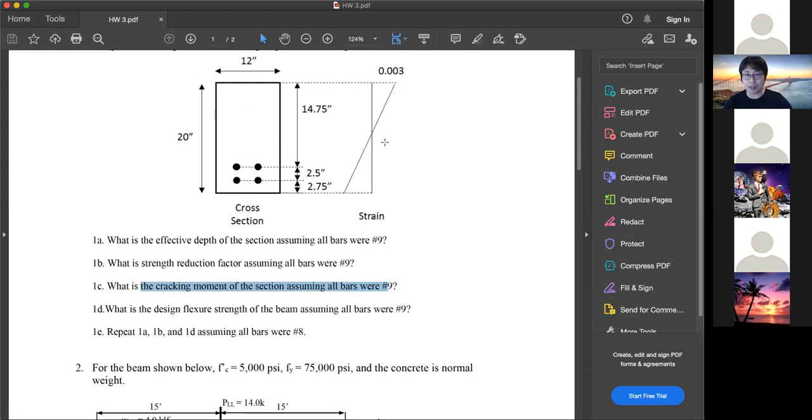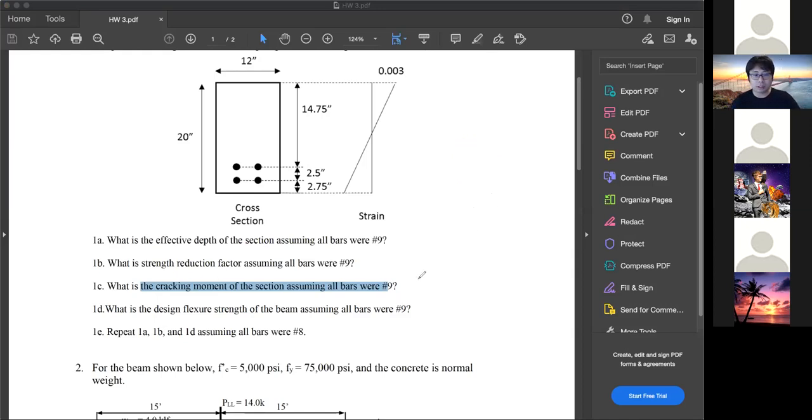If you forgot the equation, simply M crack equal to fr times I over y, where fr is the modulus of rupture, I is the moment of inertia of the cross section, and y is half of the height, h divided by 2. That is the cracking moment.